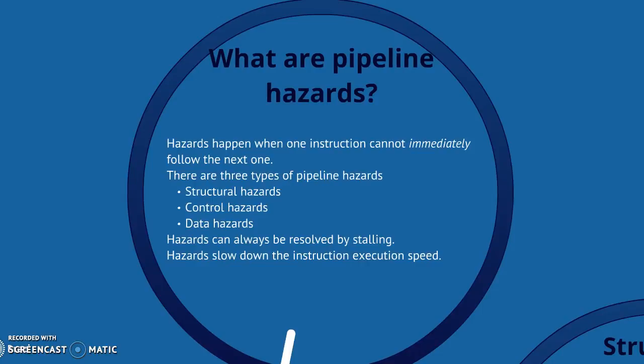Pipeline hazards happen when one instruction cannot immediately follow the next instruction in the pipeline. There are three types of pipeline hazards that occur: structural hazards, control hazards, and data hazards. Hazards can cause many problems in the pipeline by slowing down the instruction execution speed. There is always one solution for these types of hazards, and that is by stalling. But sometimes stalling is not the most efficient way to solve the problem. In this video, I will describe the different ways we can solve hazards efficiently.